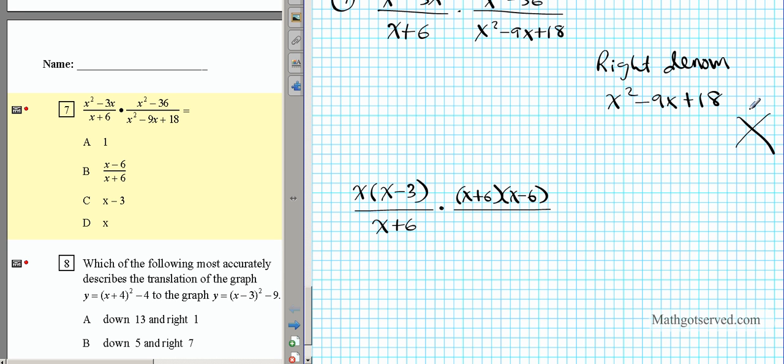AC goes on the top, B goes on the bottom, negative 9. So what works here to give you negative 9? We can use 6 and 3, make both of them negative. So we can put that in here. So we have x squared minus 6x minus 3x plus 18.